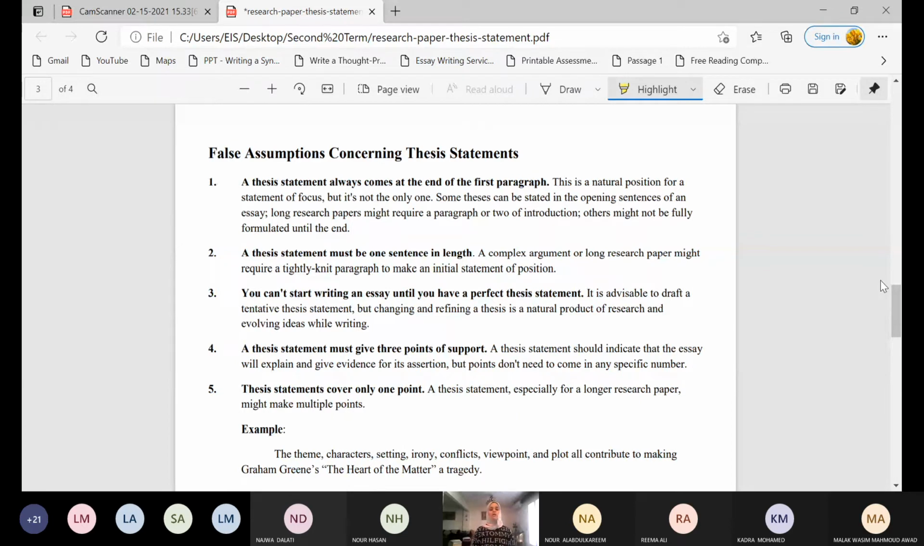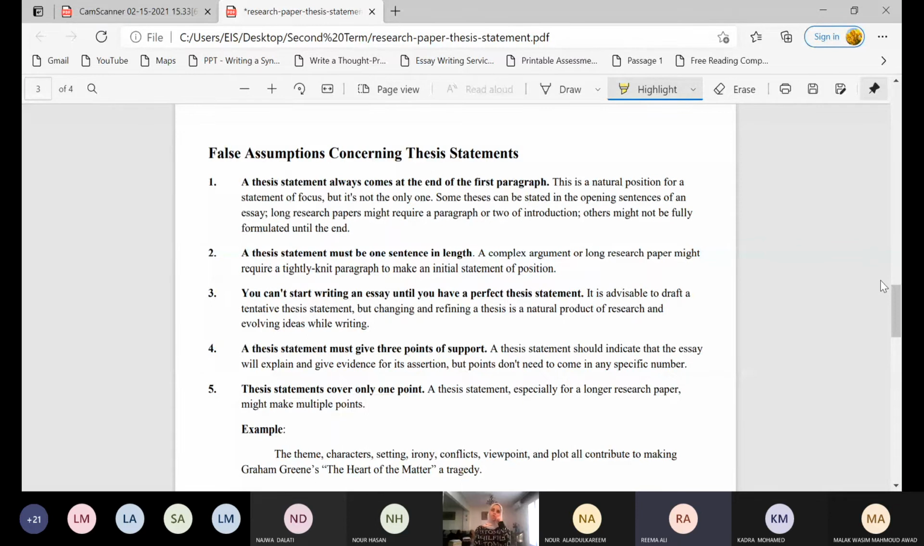Number 3, again, girls, we read false. It means wrong assumptions. Number 3. You can't start writing an essay until you have a perfect thesis statement. It is advisable to draft a tentative thesis statement, but changing and refining a thesis is a natural product of research and evolving ideas while writing.